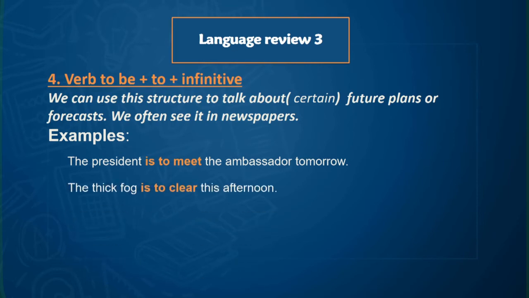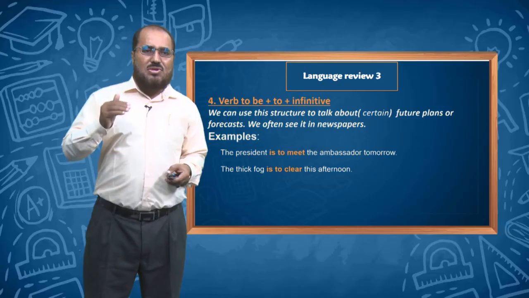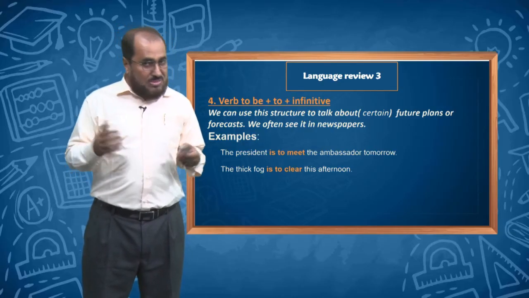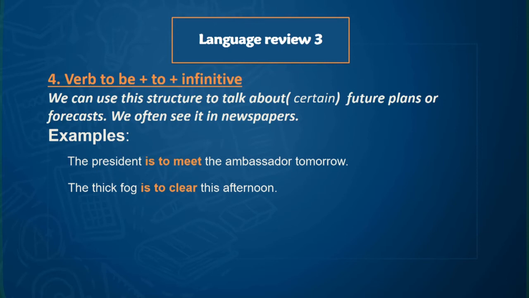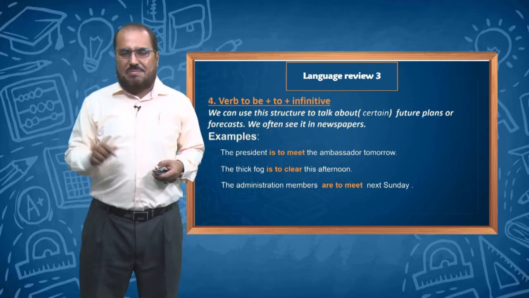More examples. The thick fog is to clear this afternoon. This is prediction. Okay? The thick fog is to clear. Not is going to clear, is to clear, as in newspaper headlines here. This afternoon. This is a prediction. Another example. The administration members are to meet next Sunday. Okay, so they set a timetable or schedule that next Sunday, inshallah, there will be a meeting. So we can use here the company members, or the administration members are to meet next Sunday.